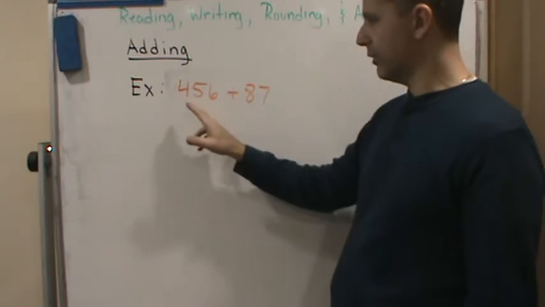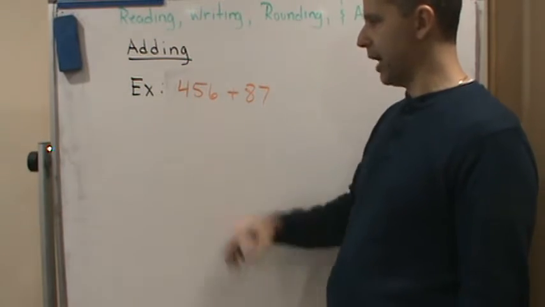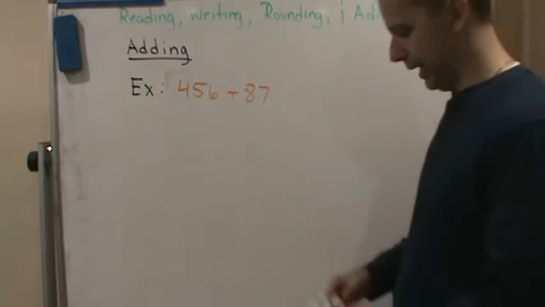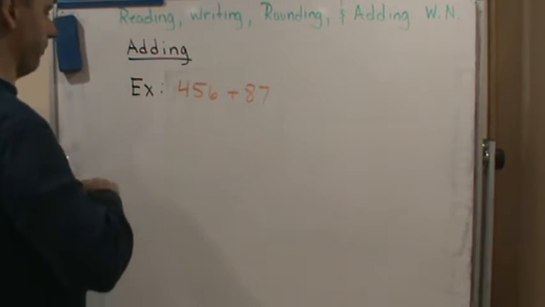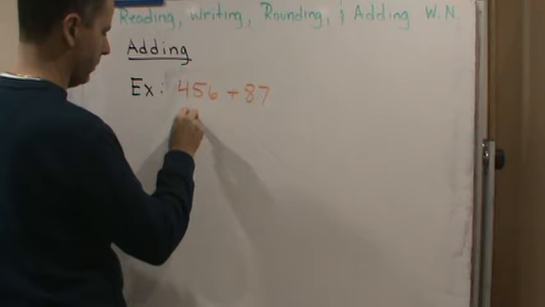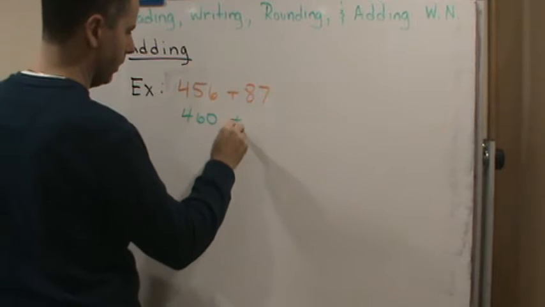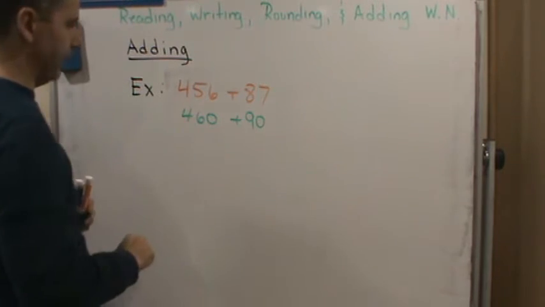So if we round this to the nearest tens, this is going to be approximately 460, right? So we get 460 plus 90, right?